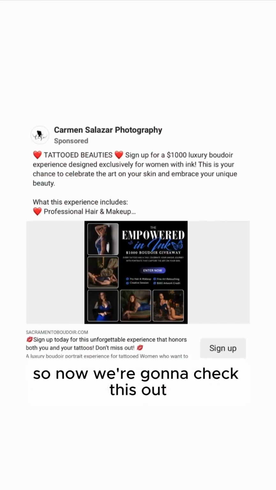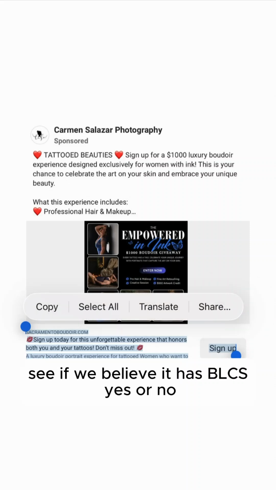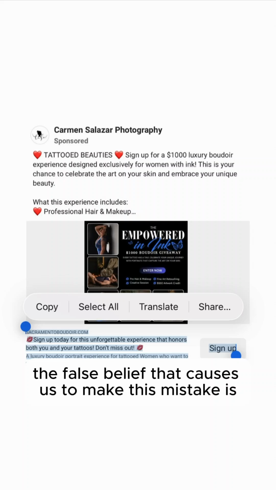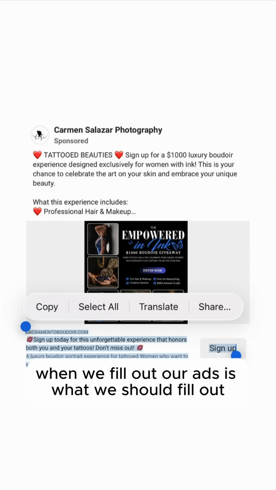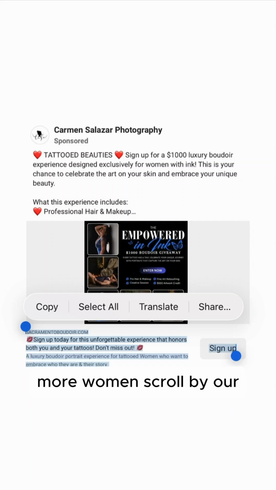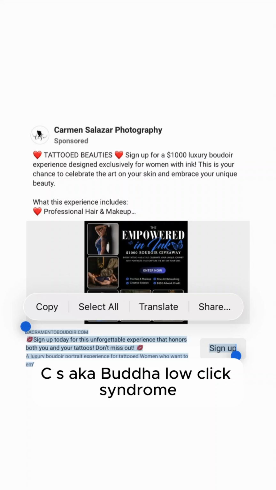So now we're going to check this out. See what we got going here. Going to diagnose to see if we believe it has BLCS, yes or no. So we got the below creative cluster mistake. The false belief that causes us to make this mistake is that we actually believe and trust that what Facebook tells us to fill out when we fill out our ads is what we should fill out. The consequence of this, though, is when we do this, way more women scroll by our Boudoir Facebook ad than necessary, pulling our unique CTR under 6%, contributing to BLCS, aka Boudoir low click syndrome.